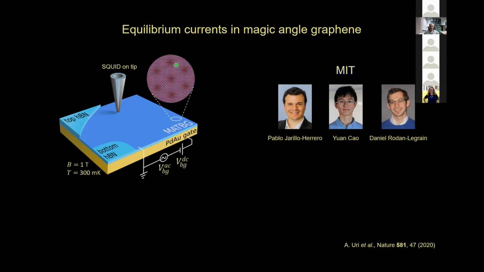So now we have a twisted bilayer graphene encapsulated between bottom and top hBN, where similarly at 300 millikelvin, about 1 Tesla magnetic field. And again, the magic angle graphene is grounded. There are no external currents. So whatever we will show is equilibrium currents flowing in the ground state in the magic angle graphene.